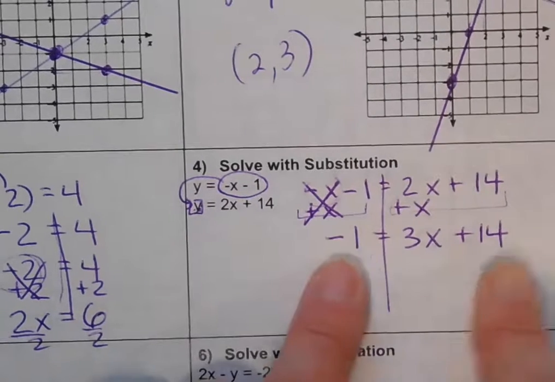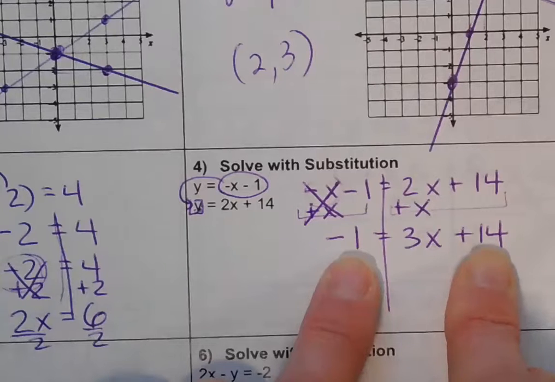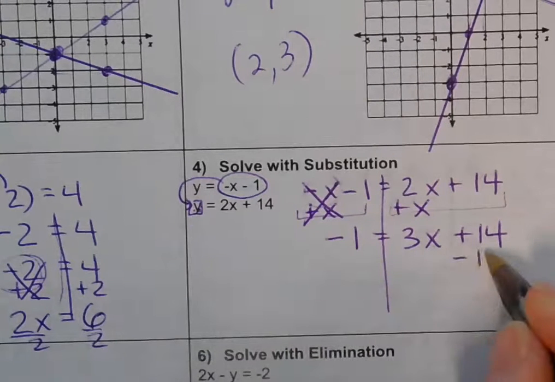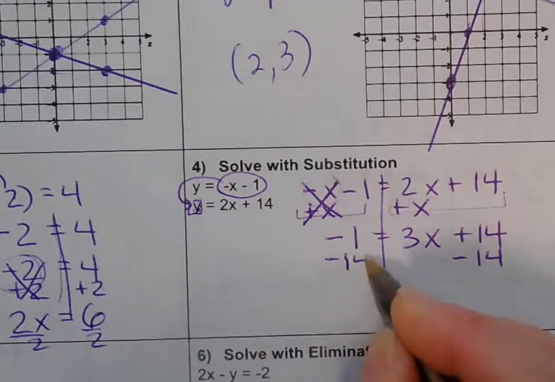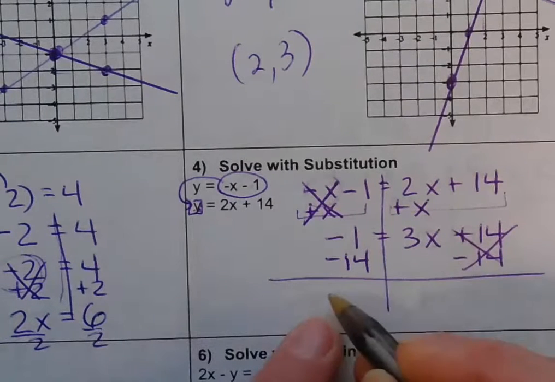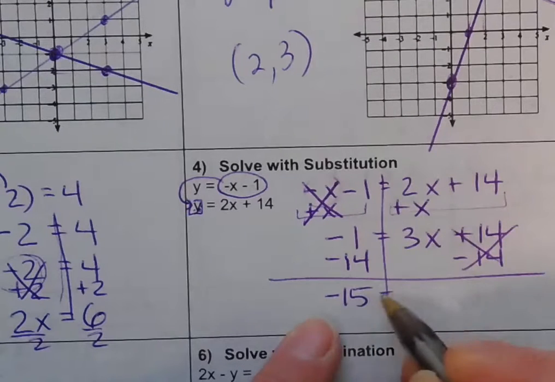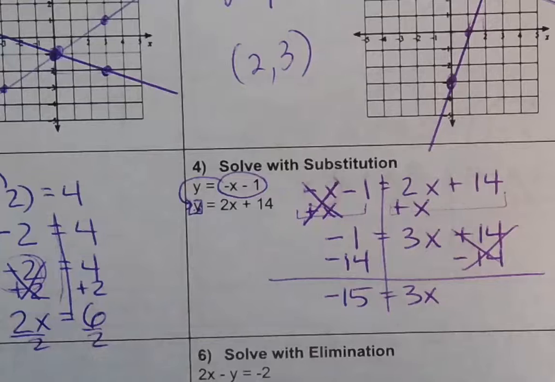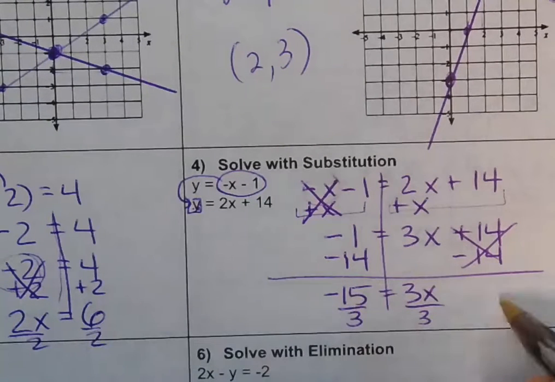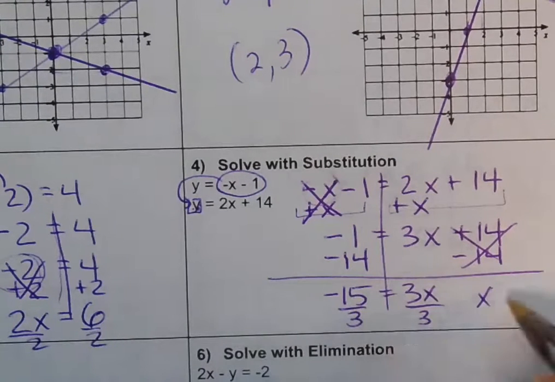Okay, now I need to get my numbers together. So I need to move the 14 to the other side. So I do need to do the opposite to move it on the opposite side. That's gone. Negative 1 and negative 14 is a negative 15 equals 3x. Okay, now we're on the last step, and I'm going to divide by 3. So 15 divided by 3 is 5, and I have a negative, so it's going to be a negative 5.